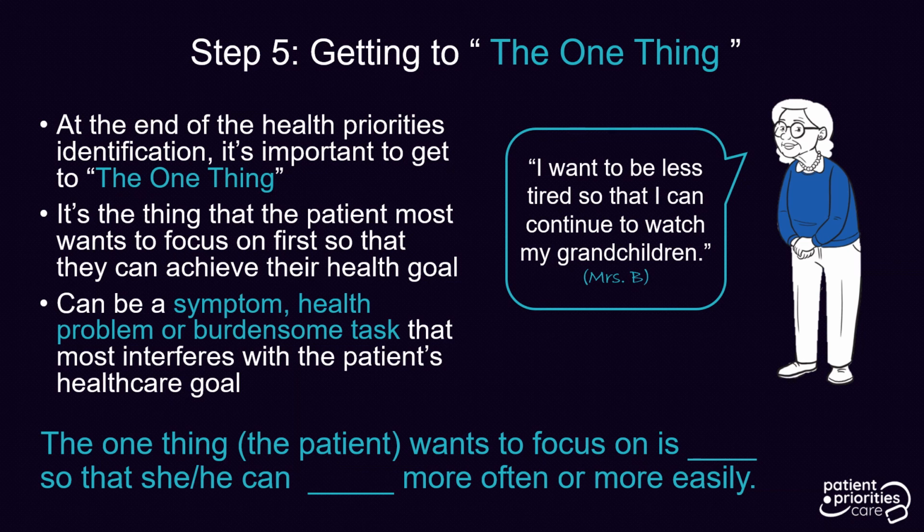So with the one thing, you can say, there is something getting in the way, a symptom or a problem. The reason that it is important to address this symptom or problem is because it is getting in the way of a meaningful goal. For Mrs. B, the one thing is, I want to be less tired so that I can continue to watch my grandchildren.